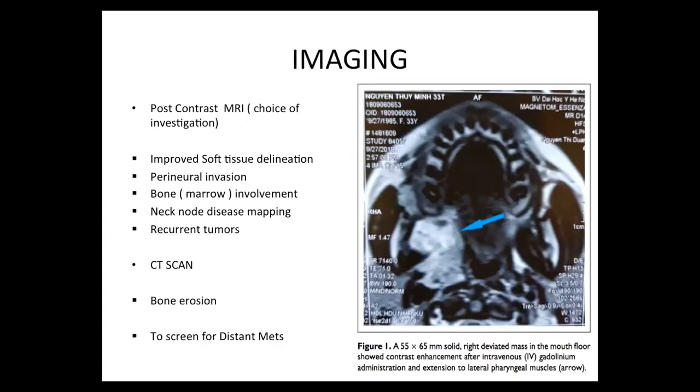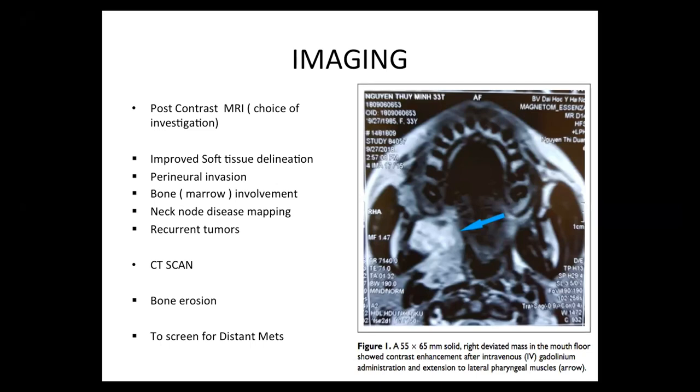Coming to imaging, the imaging of choice is an MRI, especially the post-contrast MRI sequences on T2, where you actually calculate for Tmax, a time taken for the dye to concentrate. That can distinguish between benign and malignant tumors. Of course, MRI will help improve soft tissue delineation, can highlight perineural invasion, bone marrow involvement, neck node disease mapping, recurrent tumors. CT scan, by and large, is combined with MRI to see for any distant mets or for bone erosions.